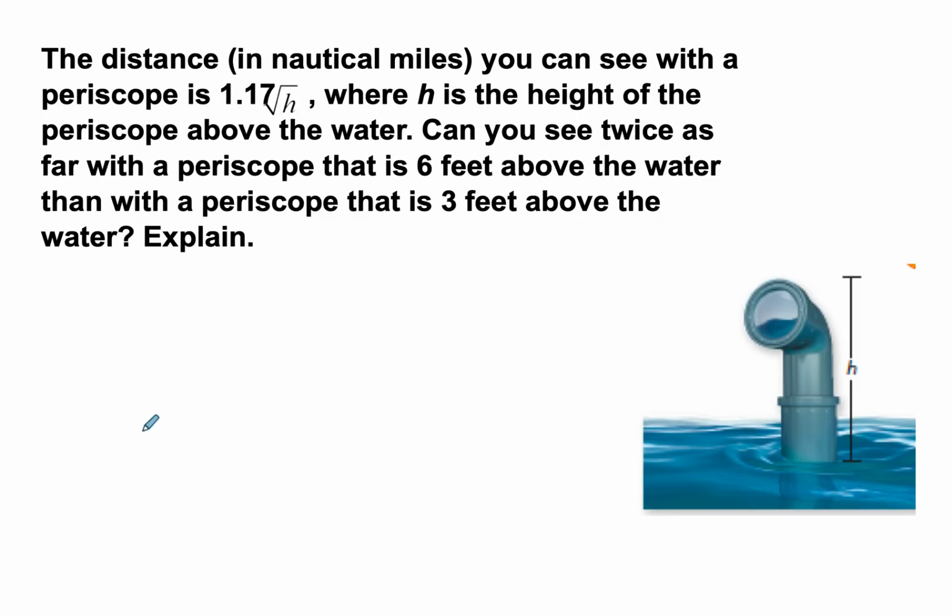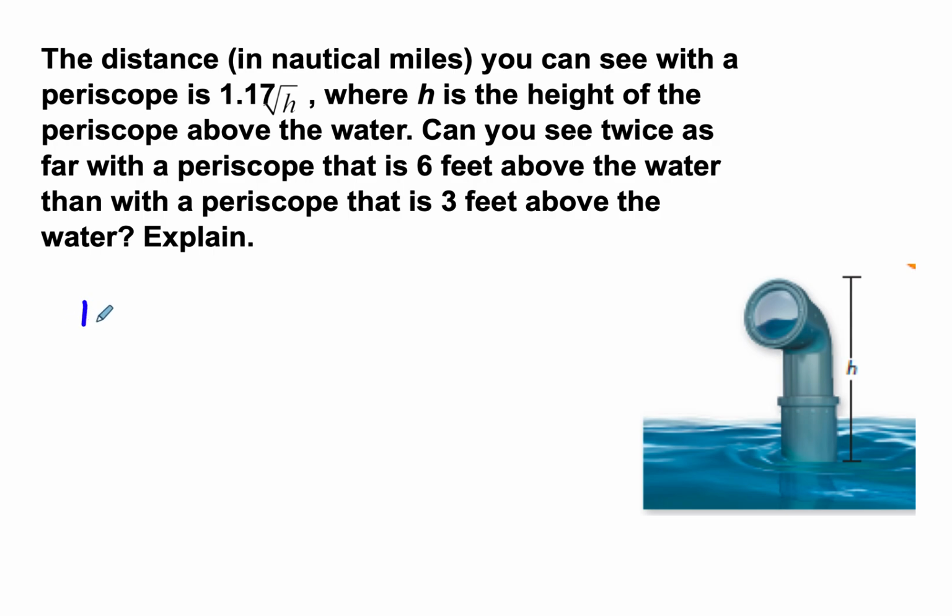All right, let's take a look at this next one. The distance in nautical miles that you can see with a periscope is 1 17/100 times the square root of h, where h is the height of the periscope above the water. Can you see twice as far with a periscope that is 6 feet above the water than with a periscope that is 3 feet above the water? And explain.